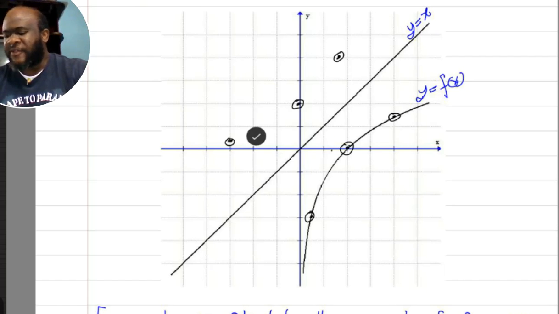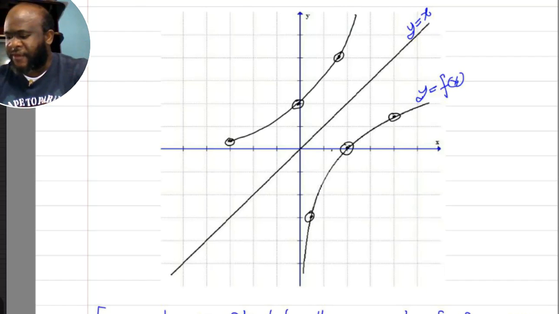So now that we have a sufficient amount of points, we can draw the graph of f inverse. All right, so it's a curve. So this has to be done by freehand. So if this is the function y is equal to x, the function we just drew would be y is equal to f inverse of x.